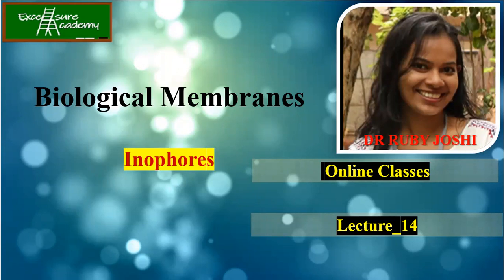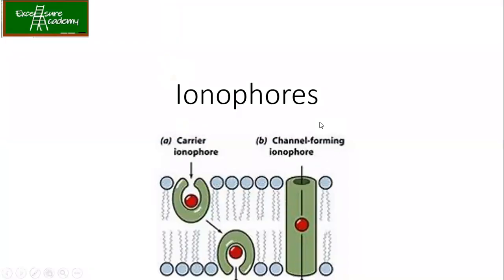And in the last lecture we discussed the different types of toxins, right? So now we are going to talk about the ionophores. What are ionophores? What are the different types of ionophores? Now, again, if you see, there are two types of ionophores.